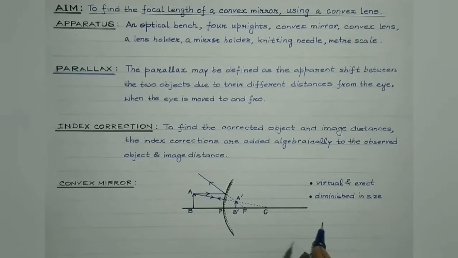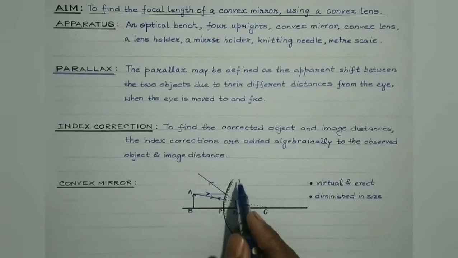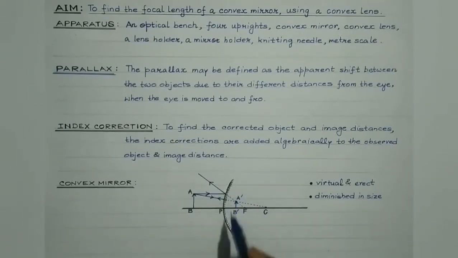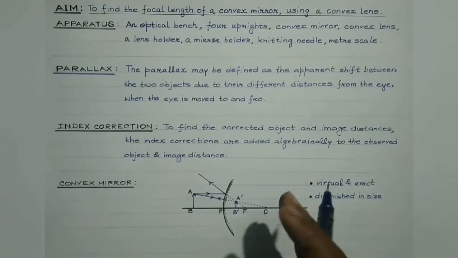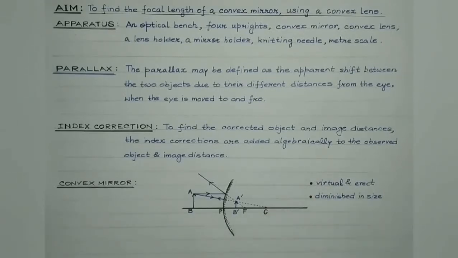So students, as the image produced by a convex mirror is virtual in nature, therefore it cannot be located by the parallax method, and hence the focal length of the convex mirror cannot be determined directly as in the case of a concave mirror. However, the focal length of the convex mirror can be found by using a convex lens, which we will try to discuss.